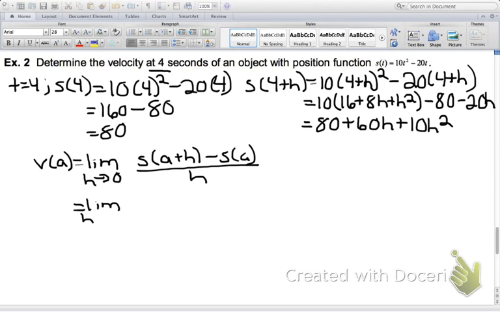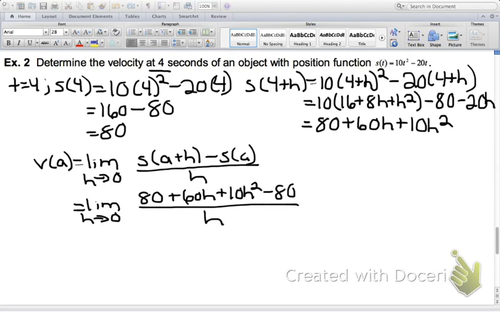And when we do this, we're just going to sub in our values. So (80 + 60h + 10h²) − 80 all over h. When we collect our like terms and factor out, because we know that we have our 80s that are going to cancel out, we can factor out an h from both terms in the numerator position, and we're left with (60 + 10h) all over h.